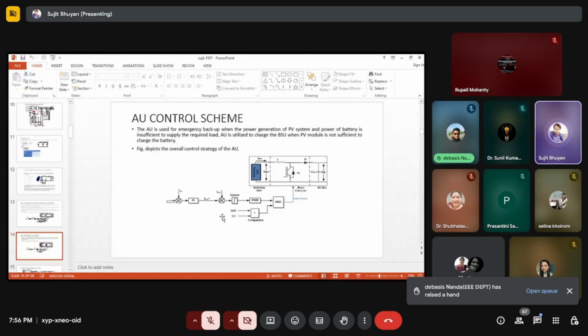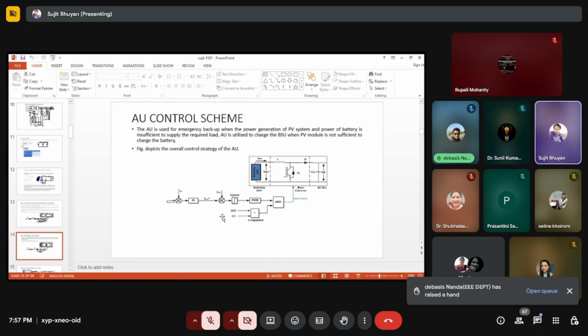Then the next slide, AU control schema, the auxiliary unit control schema. In the auxiliary unit control schema, I have taken just the same concept. When the PV and the battery are unable to give the power supply, at that time this auxiliary unit comes to the phase and fulfills the load demand. Okay, this is the control strategy.